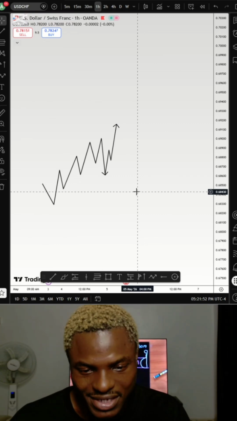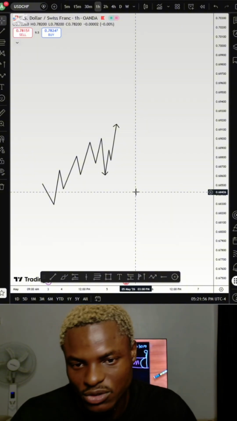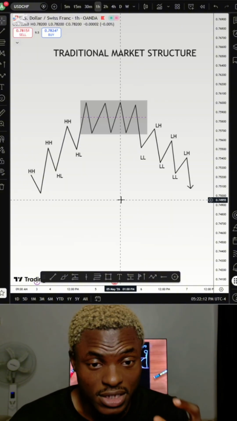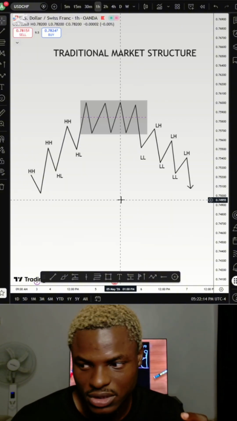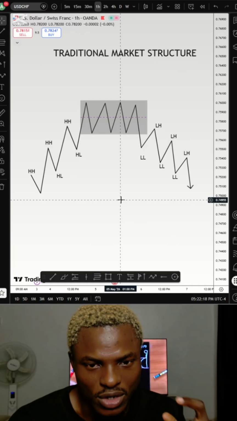Well, this is the exact same thing you are doing wrong. First of all, let's go back to the very beginning. Let's go back to market structure. So for you to understand exactly what you are doing wrong, you need to understand the concept of market structure itself and why you are being stopped out.